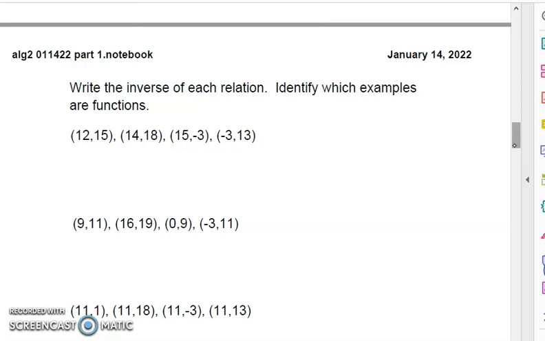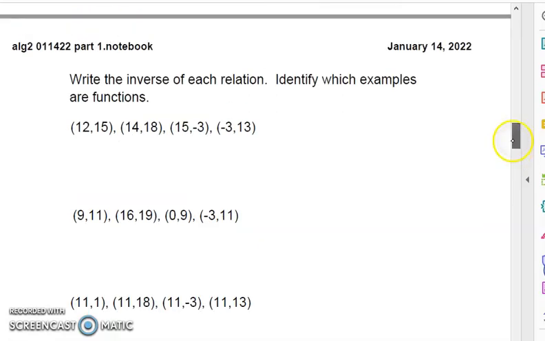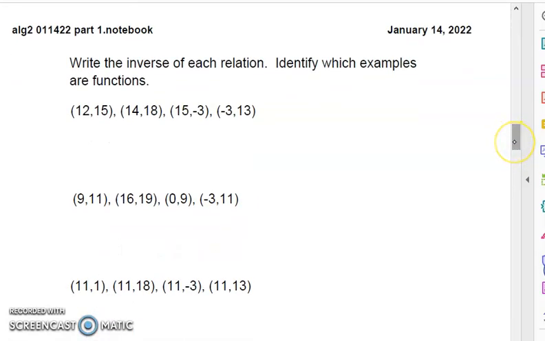So the first one, the 12, the 14, 15, and -3, the x values only show up once. So this original one is an example of a function. The question is the inverse. So we go ahead and map out the inverse of each of these, and then decide on each of them, the original and the inverse, which ones are yeses, which ones are no's, and then turn the video back on when you're ready to continue.